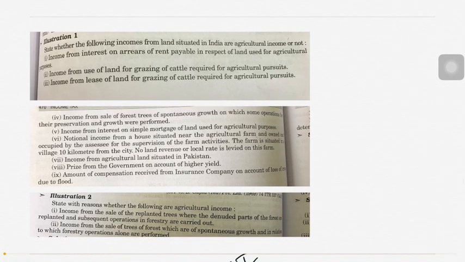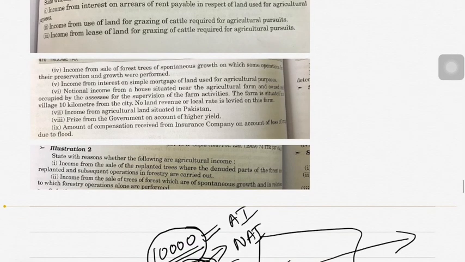Amount of compensation received from an insurance company on account of loss of crop due to flood. If you had these crops, you sold them and earned money, that money would be agricultural income. Now what has happened? You have lost the crops due to flood and the insurance company has compensated you. So this is agricultural income. Got it? Let's see the next question.